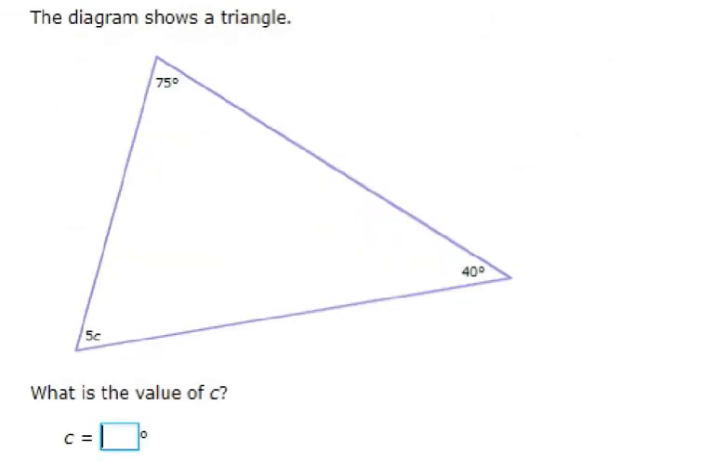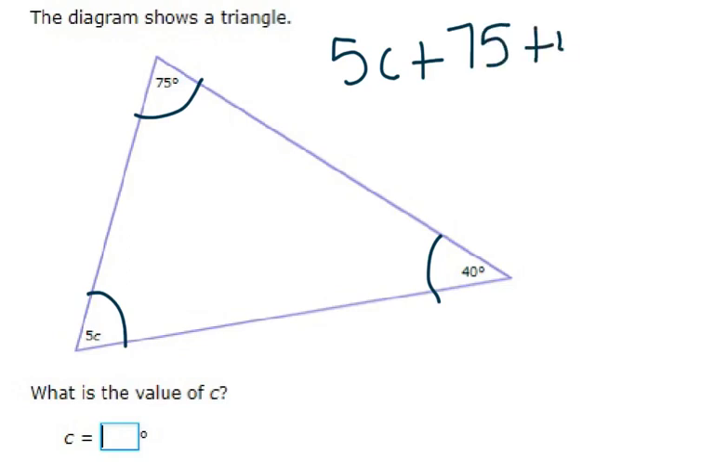Okay, so for these next problems, we're going to have to write an equation in order to solve for the variable. So our equation is going to look something like this. So we're going to add all these angles. And since the angles in a triangle add up to 180, we're going to add those up and set them equal to 180. So we're going to have 5c plus 75 plus 40 is equal to 180. So then we combine our like terms.